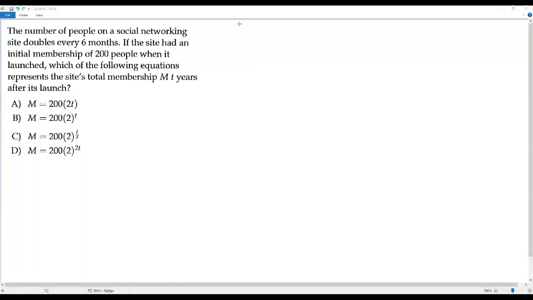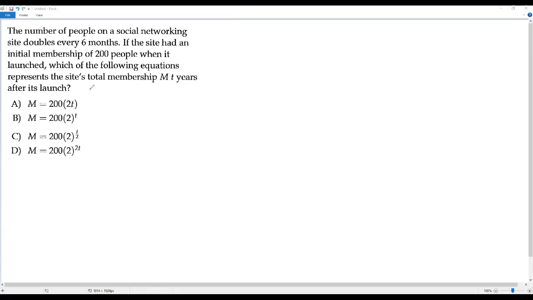Here we have a SAT math question. Okay, let's go with the information. The number of people on a social networking site doubles every 6 months. If the site had an initial membership of 200 people when it launched, which of the following equations represents the site's total membership M 2 years after its launch?